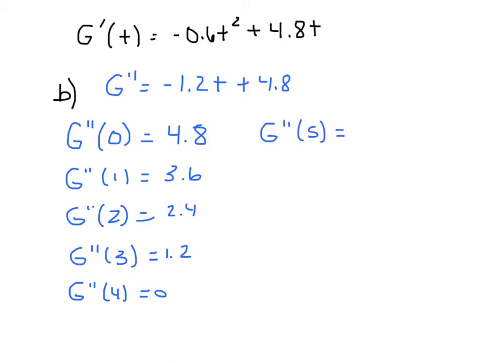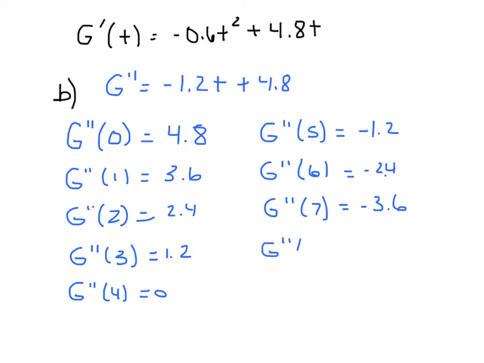Plug in a 5 and that turns out to be negative 1.2. G double prime of 6 turns out to be negative 2.4. G double prime of 7 is negative 3.6, and G double prime of 8 is negative 4.8. So there's also some symmetry to this list, except that once we cross 2004, all the values are negative as we come back sort of down the ladder.